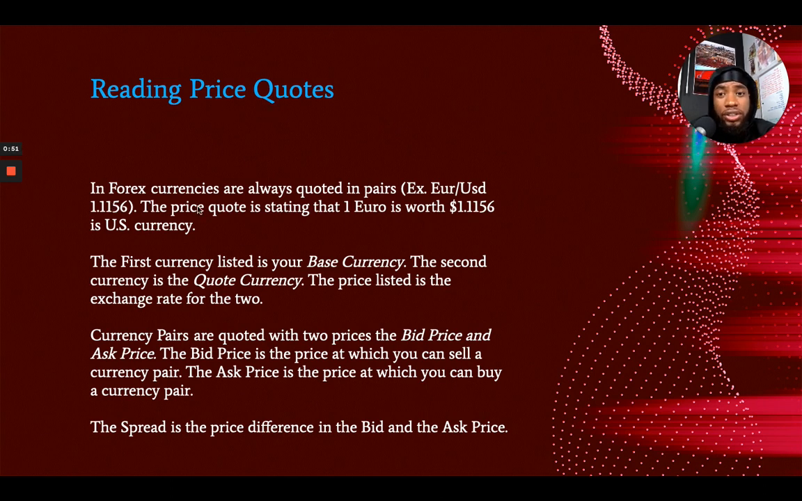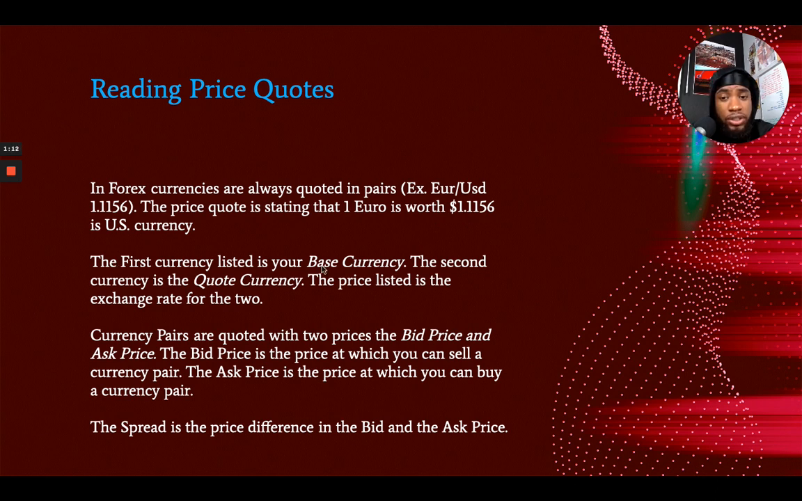So, reading price quotes. In Forex, currencies are always quoted in pairs, right? So, Euro USD, GBP USD, USD CAD, GJ, GU, things like that. So the price quote is stating that 1 euro is worth 1.1156 in US currency, right?